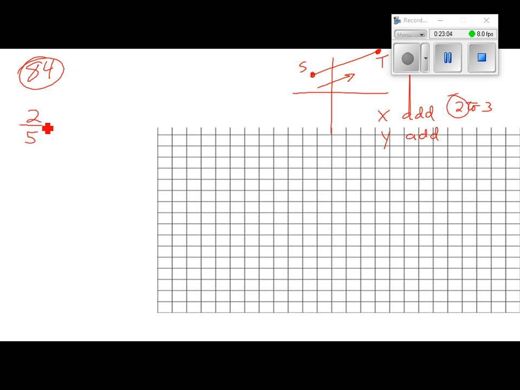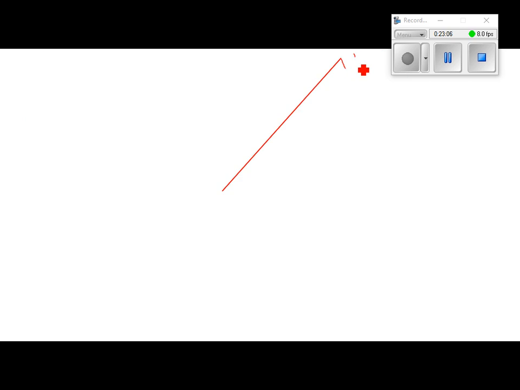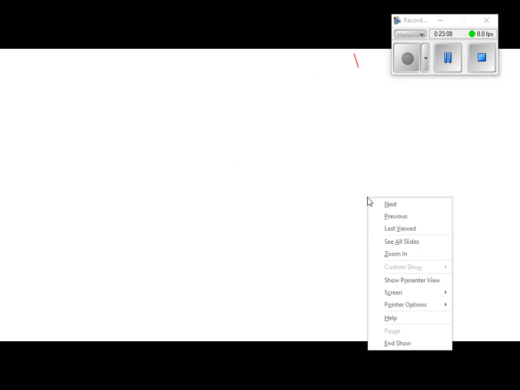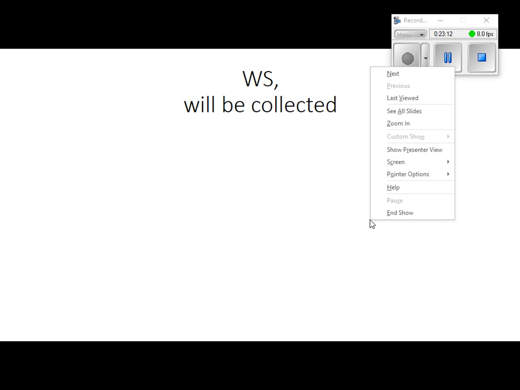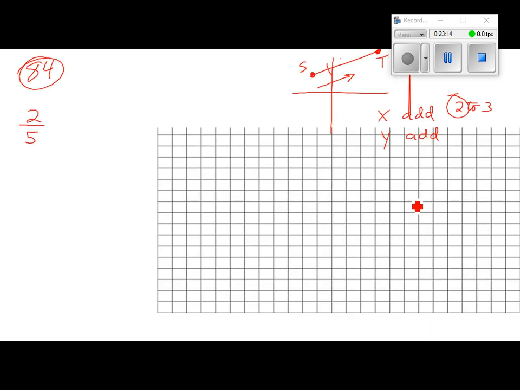The first one, right? So we're splitting it up into 5 segments, and we're starting here at S. We want to move to that, and we're trying to find the coordinates of that point right there. That's what we're trying to do. So how much we're moving is 2 over 5.